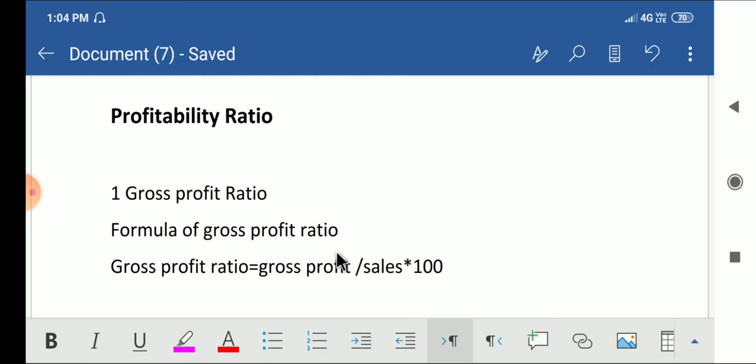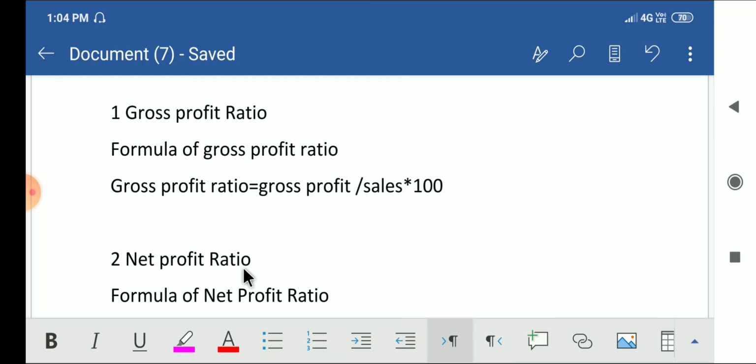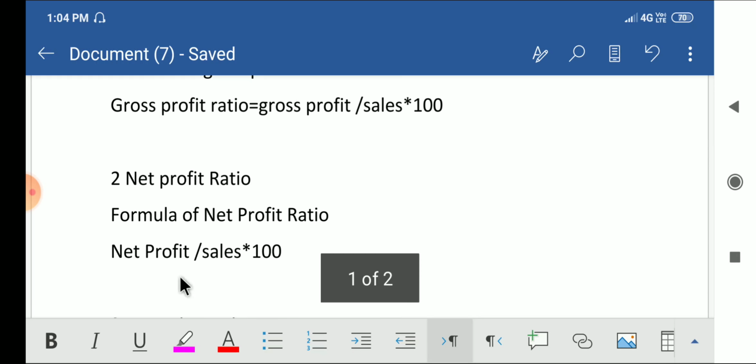Secondly, net profit ratio. This ratio presents the relationship between the net profit and net sales. The net profit ratio indicates that the management has operated the business skillfully, after setting aside all business expenses and payments. Formula of the net profit ratio: net profit divided by sales into 100.